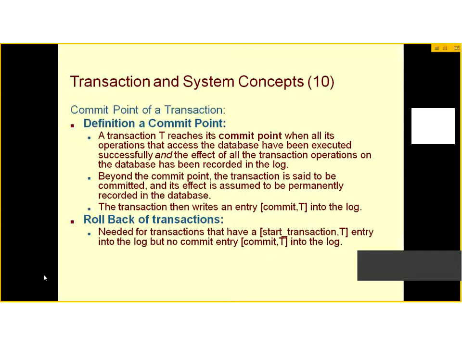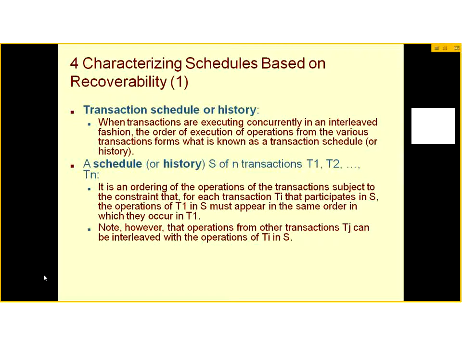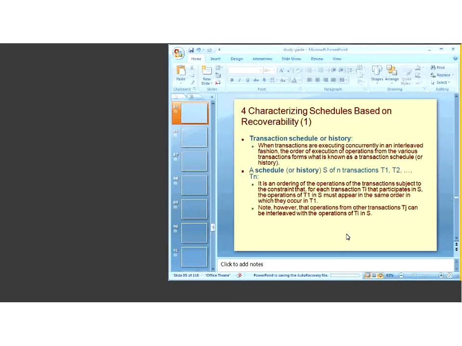Then what is the commit point, and what is the rollback point, or why rollback is needed. And then the ACID properties, atomicity: the transaction is atomic. It should be consistency preserving. It should be correct in isolation, and it should have the property of durability or permanency. So when the changes are committed, these changes must never be lost because of subsequent failures. These are the four desirable properties of a transaction. Then you keep track of the transaction schedule or history.